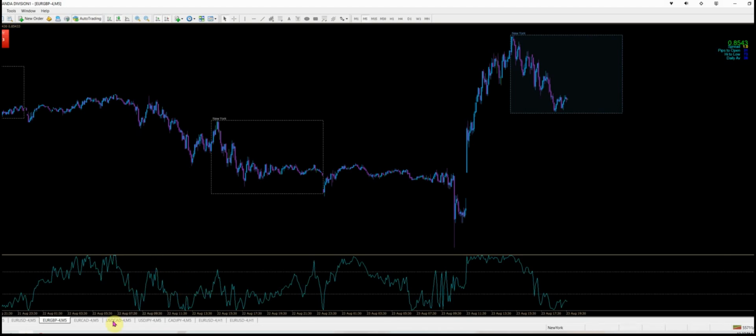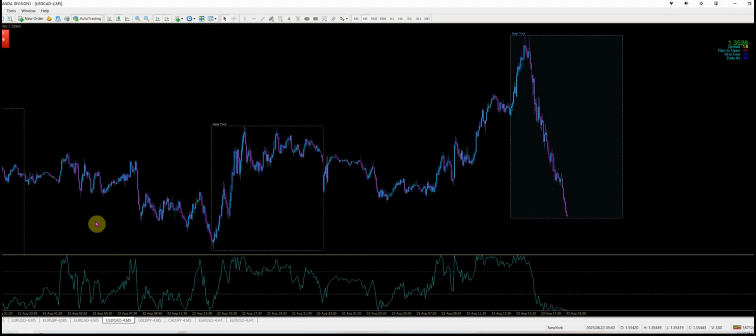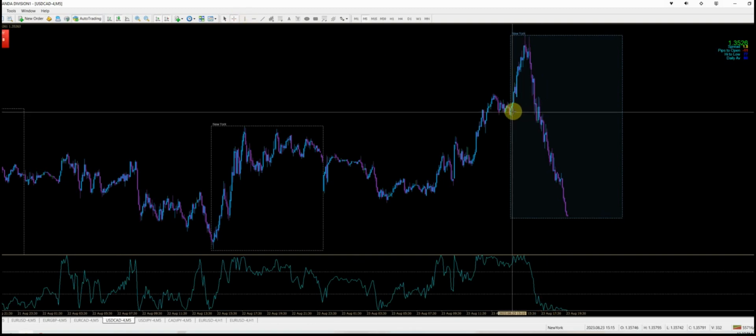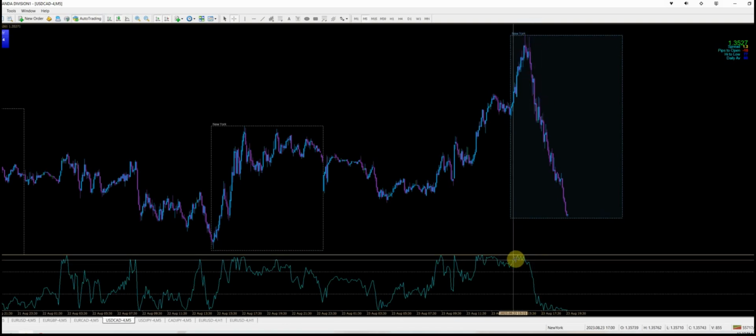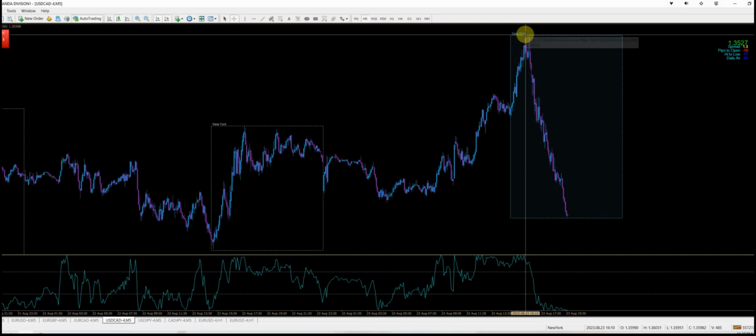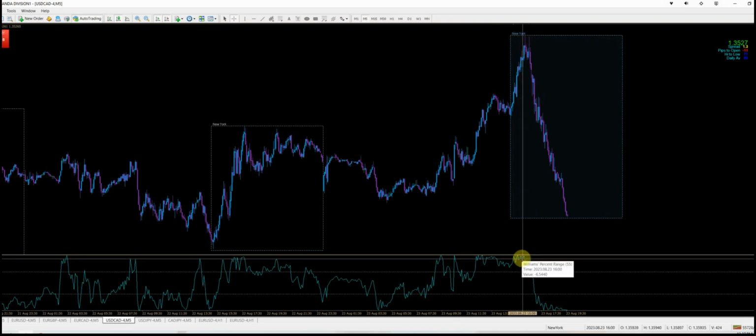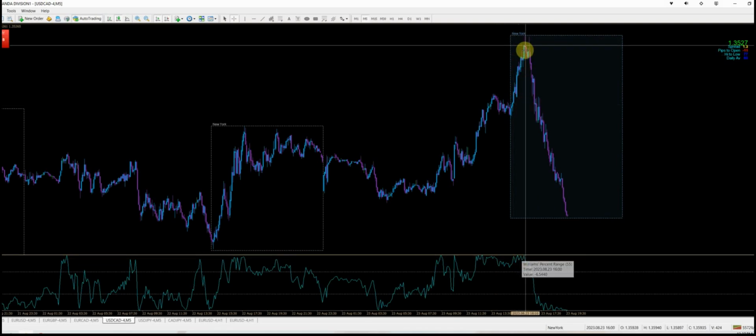What else? I don't know. Dollar CAD. Okay, dollar CAD, another textbook setup. All right, going into New York, price was going up. And again, it could have just kept going because the oscillator's in overbought and not moving any higher. It cannot move any higher. But you can see it's going up. All right, the oscillator is in overbought, so I would not have taken this long.